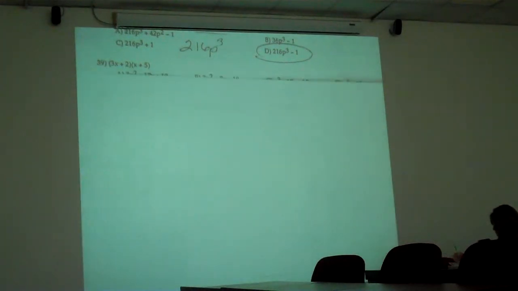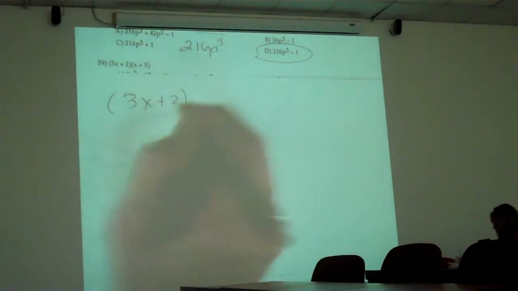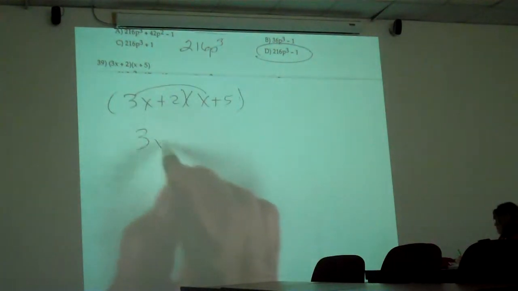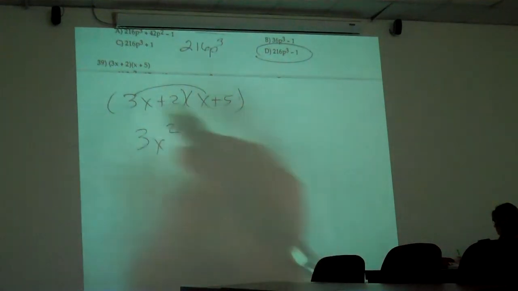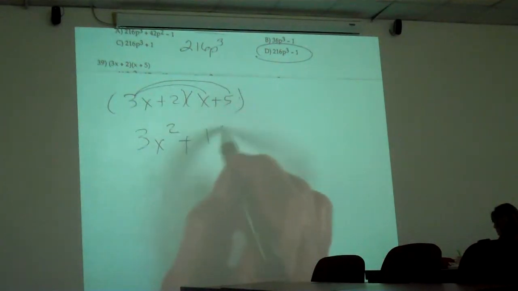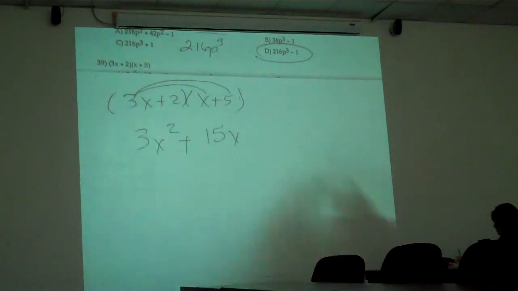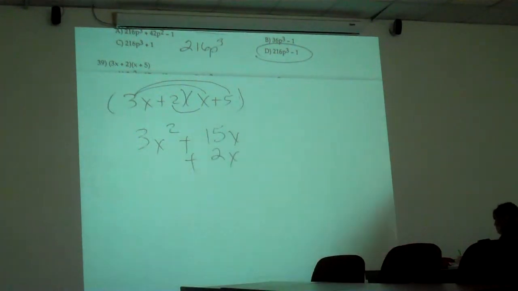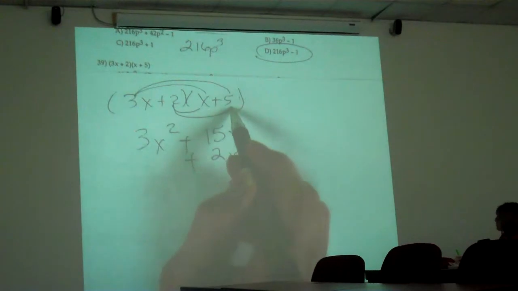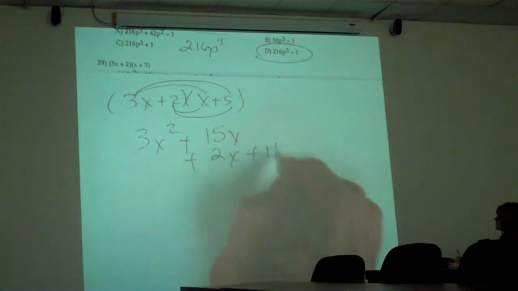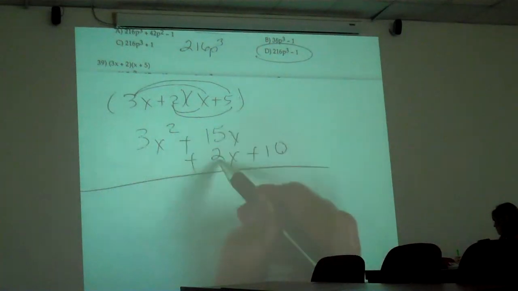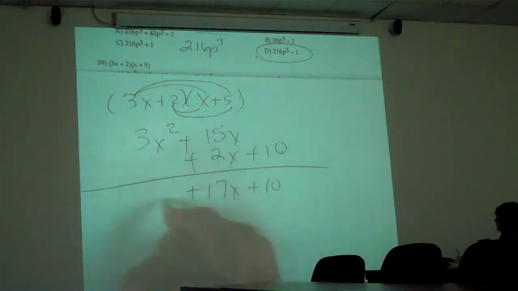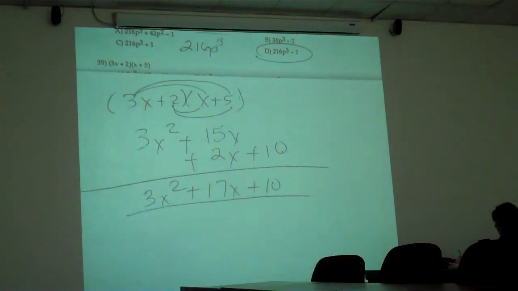Okay, the next one, 3x plus 2 and x plus 5. Okay, 3x times x, 3x squared. 3x times 5 is 15x. Then we do the second one times both of them. 2 times x, plus 2x. 2 times 5, plus 10. Add the 2 middle terms. It's plus 17x. So we have 3x squared plus 17x plus 10.